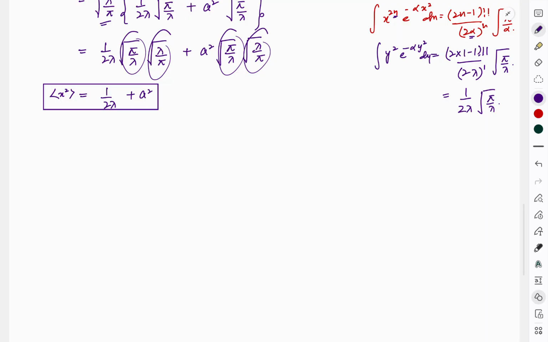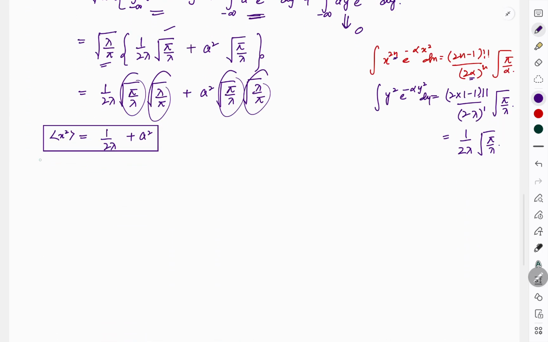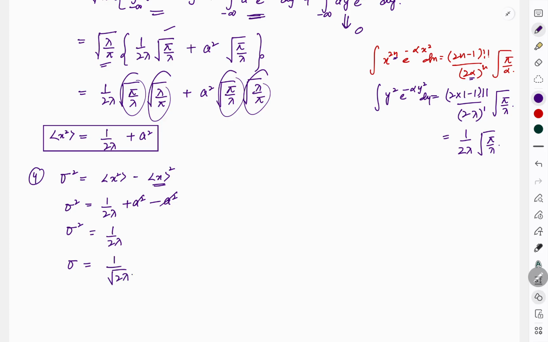Now let's do the another part, which is the standard deviation. We know variance is equal to the expectation value of x square minus expectation value of x whole square. So we know this, 1 over 2 lambda plus a square, minus expectation value of x is a and its square. This will go, with this 1 over 2 lambda, sigma square. So this is the variance. So sigma is equal to 1 over root of 2 lambda. This is exactly what we got by using that method, and since we use the same definition there, so there is no problem.